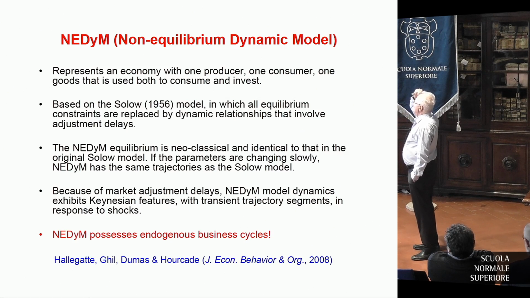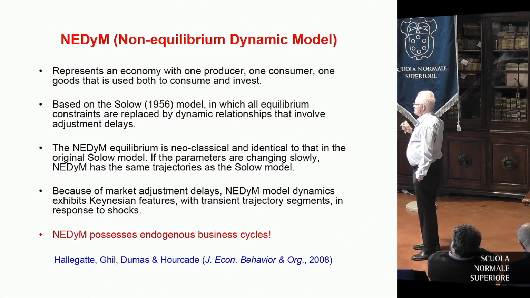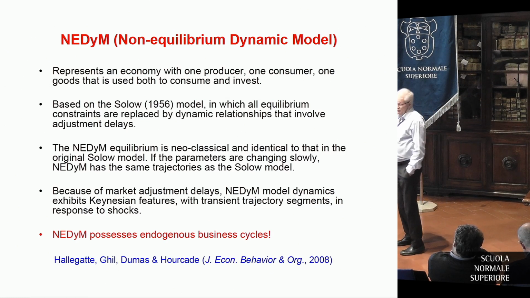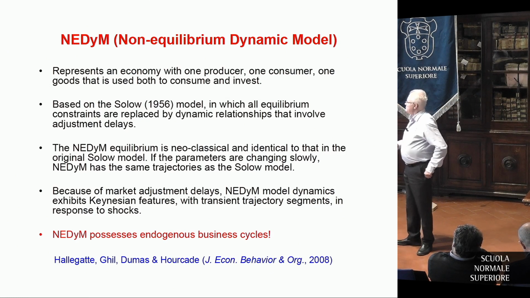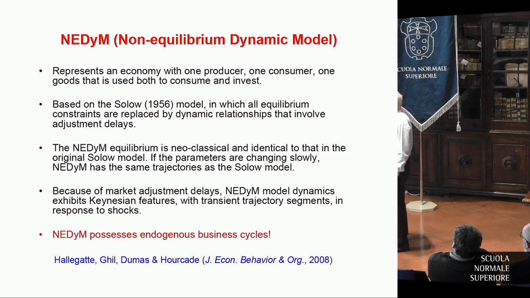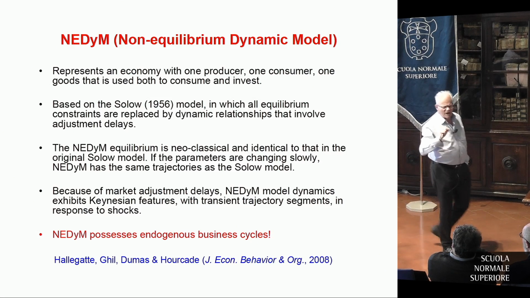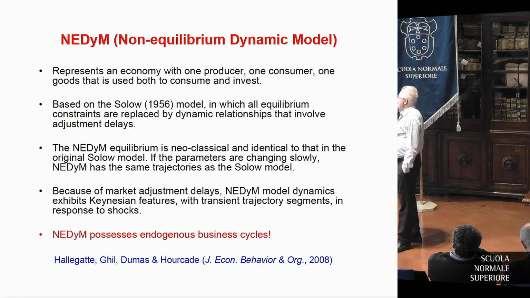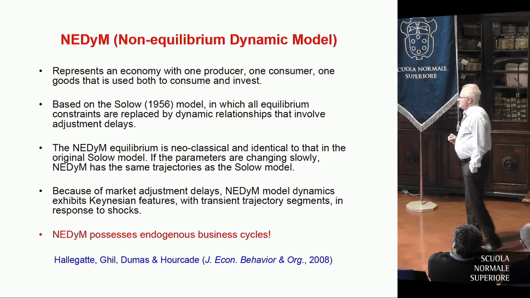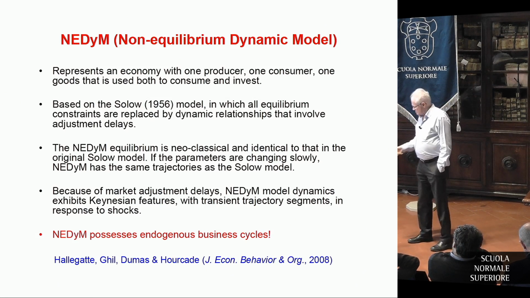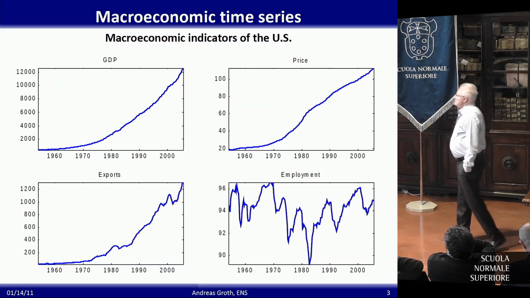So the Nedim equilibrium is neoclassical, okay, and identical to that in the original Solow model. When at equilibrium, it's the same thing. If the parameters are changing slowly, Nedim has the same trajectory as a Solow model. So what we call in physics adiabatic, slow changes, okay? Because of market adjustment delays, the Nedim model exhibits Keynesian features with transient trajectory segments in response to shocks. So Nedim possesses endogenous business cycles, and I'm going to show you those.